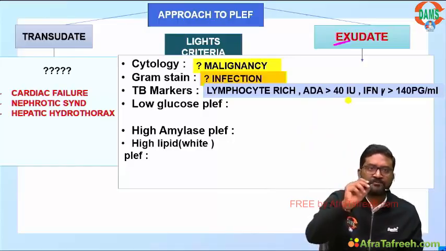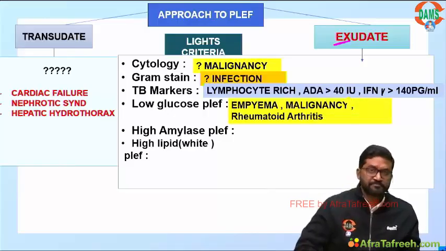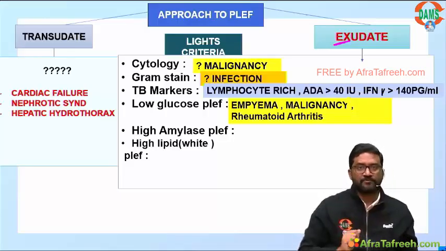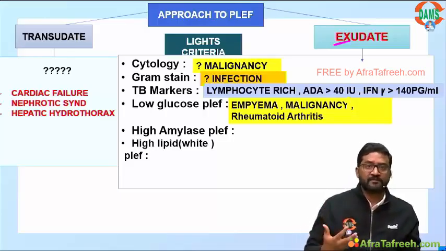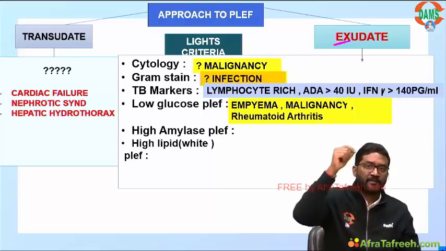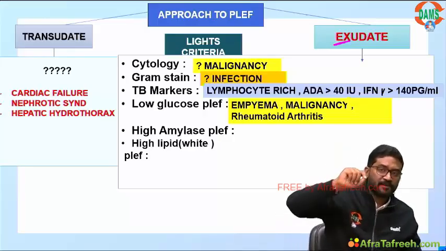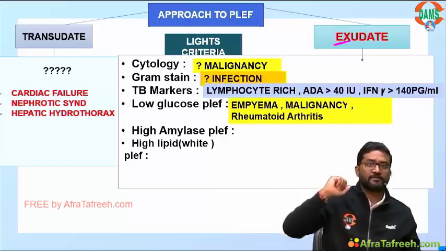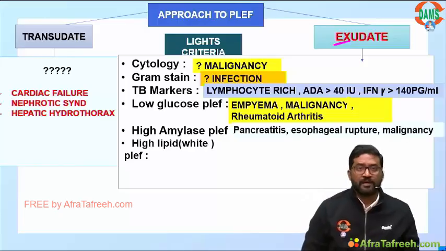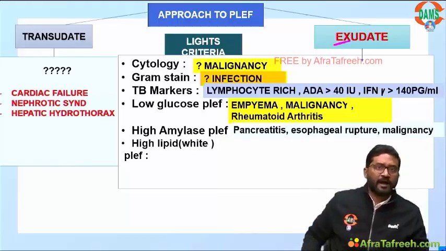Then where can you see low glucose pleural effusion? Usually in empyema. There is a lot of pus. Pus contains bacteria. What do they consume as food? Glucose. Malignancy: malignant cells consume glucose. In rheumatoid arthritis, as a part of pleuritis, what will happen? Pleural inflammation, and those inflamed pleural cells have high metabolism, and the fuel for that metabolism is again glucose. High amylase pleural effusion: pancreatitis, esophageal rupture, and malignancy.